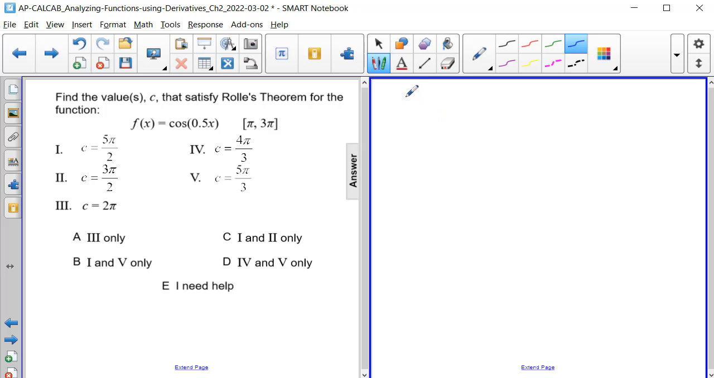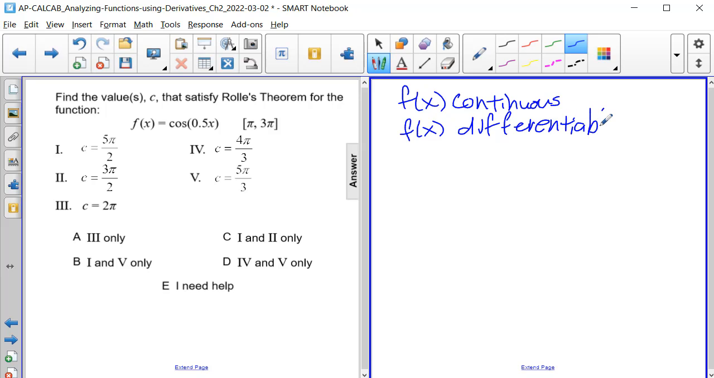One of them is f of x continuous. The second one is f of x differentiable. And the third condition is f of pi, or in our case our a value, equal to the function evaluated at our b value, which is 3 pi.